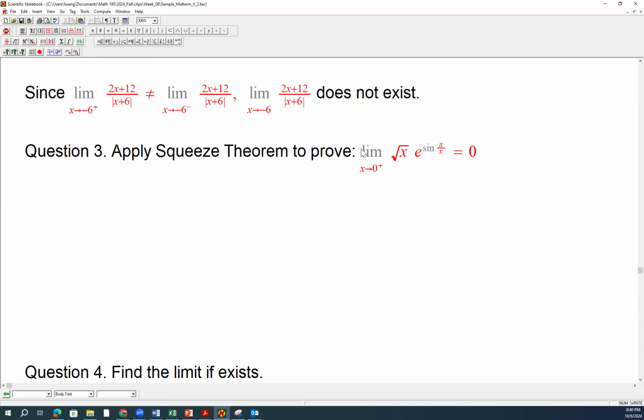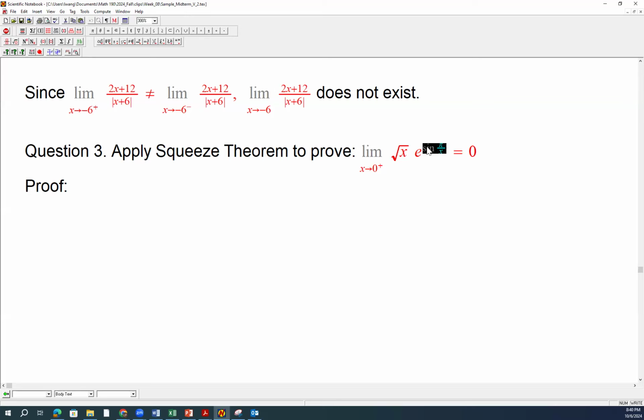All right, let's look at question number 3. I selected one of the questions from our homework. So the proof, once again, we need to construct, we squeeze the situation. So where do we get started?